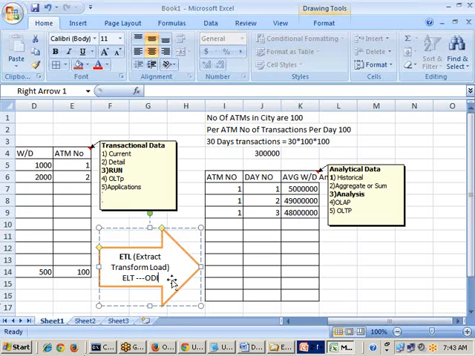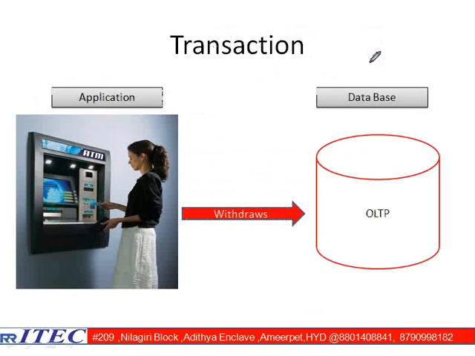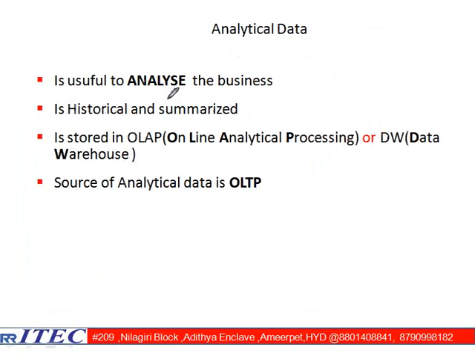Anyhow, any ETL process or ELT process is useful to convert transactional data into analytical data. Let us walk through the properties available. I hope you are comfortable with the transactional data properties. Let us move on to analytical data properties. It is useful to analyze our business, is historical in nature and summarized in nature, and is stored in a database known as OLAP. OLAP stands for Online Analytical Processing Data Warehouse.